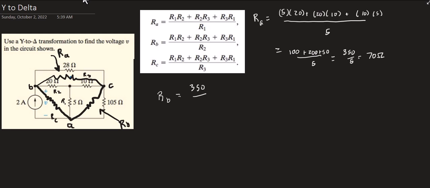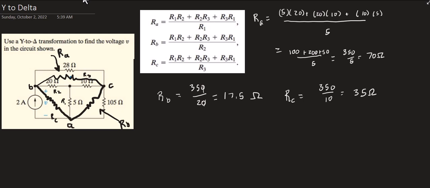And the denominator is R2, which was 20. It goes into 17.5 ohms. And then RC will be 350 over R3, which was 10, or 35 ohms.